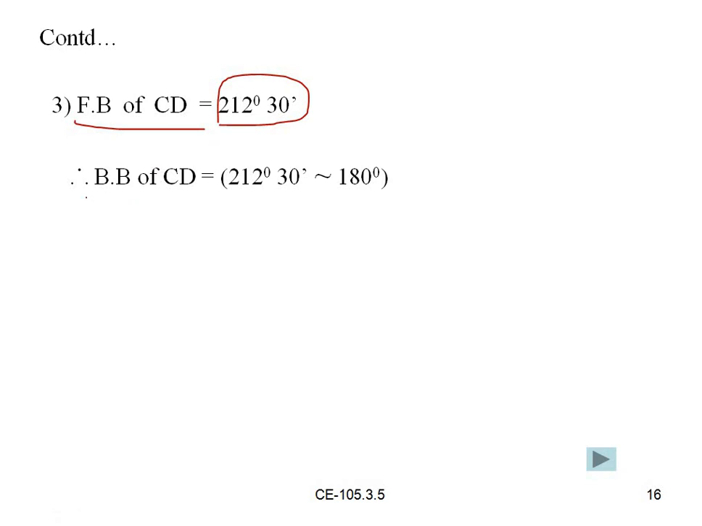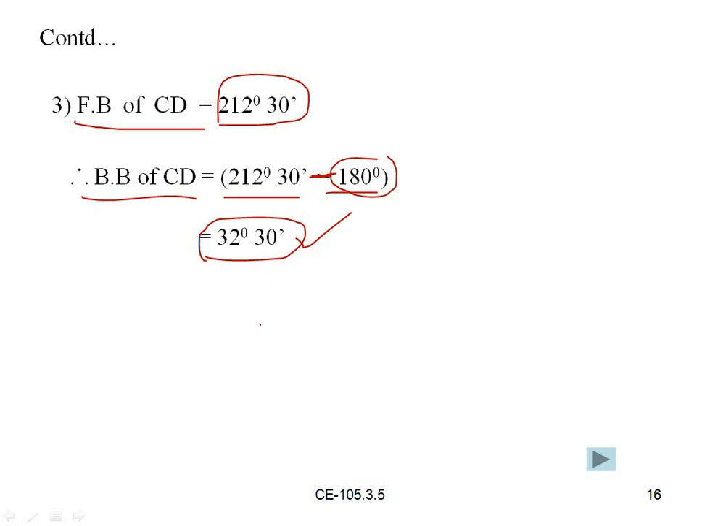So let us see here. The forebearing of CD is equal to 212 degrees 30 minutes. So here the back bearing of CD is 212 degrees 30 minutes minus 180 degrees, because it is more than 180 degrees, then we will get 32 degrees 30 minutes.